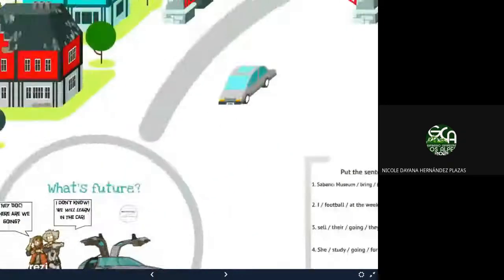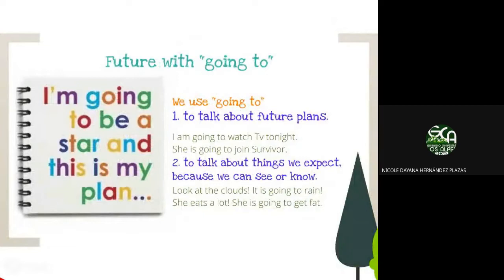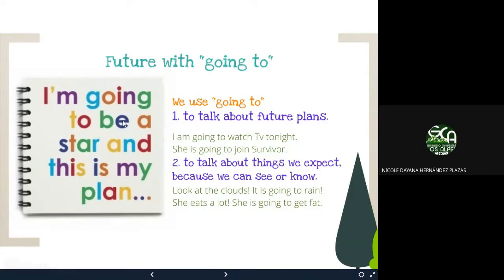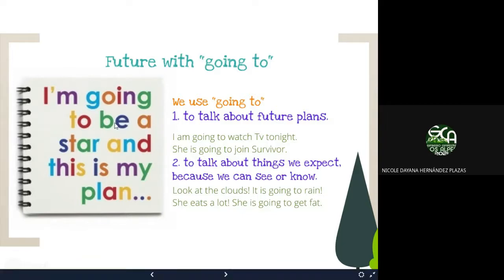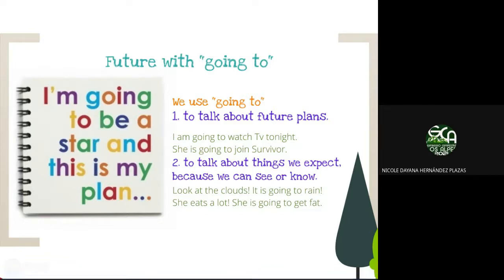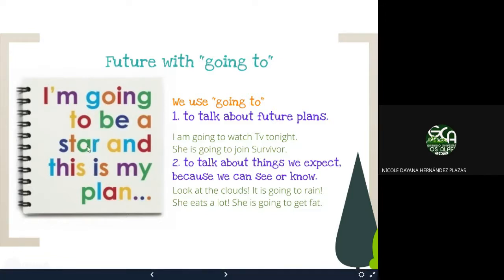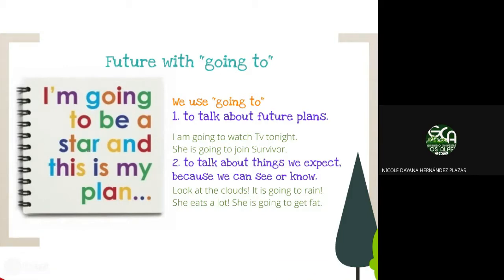We are going to begin right now with future with going to. Let's take a look at this example. Sarah Princess, can you please help me reading the example, this first one? Read, please, the example. I'm going to be a star and this is my plan. Okay, look at this. I'm going to be a star and this is my plan. Here you have the keyword for be going to.